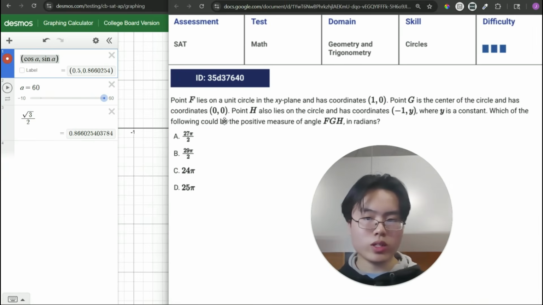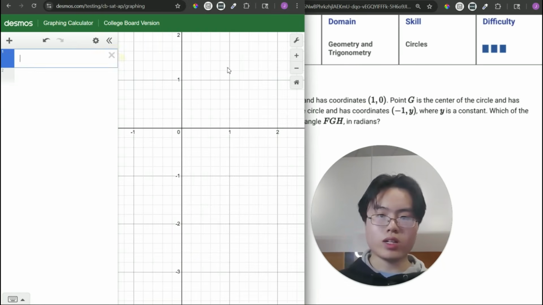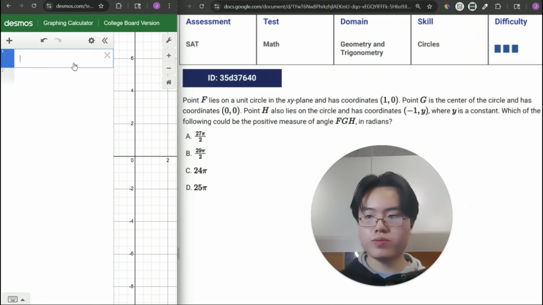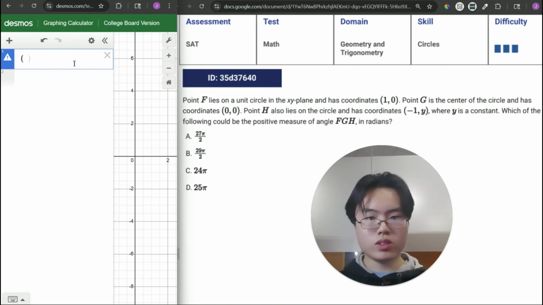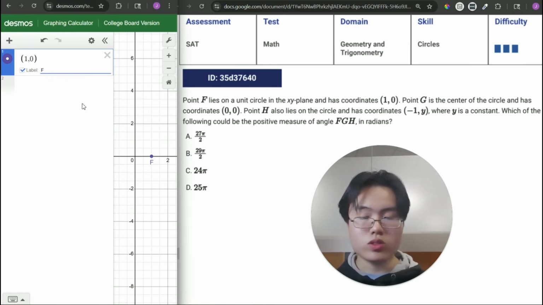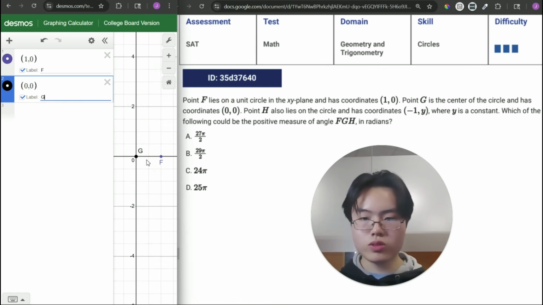The point F lies on a unit circle in the xy planes and has coordinates 1, 0. Okay, so let's actually just graph that just so we know what's going on. So point F lies on 1, so the coordinates 1, 0. That's point F. Let me label that. Okay. Point G is on the center of the circle. So I guess the center of the circle has coordinates 0, 0. Okay, so let's do that. It says 0, 0 right there. So let's say G. Okay, so we have 2 points.